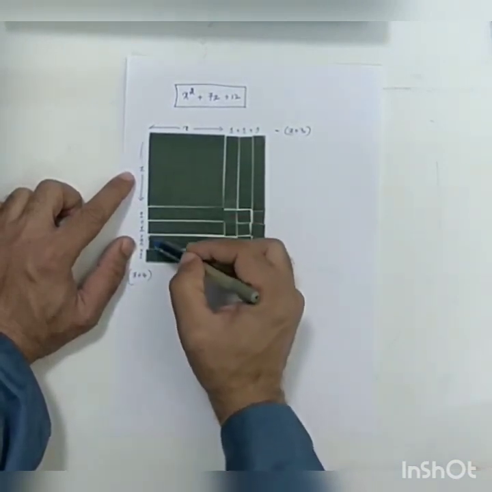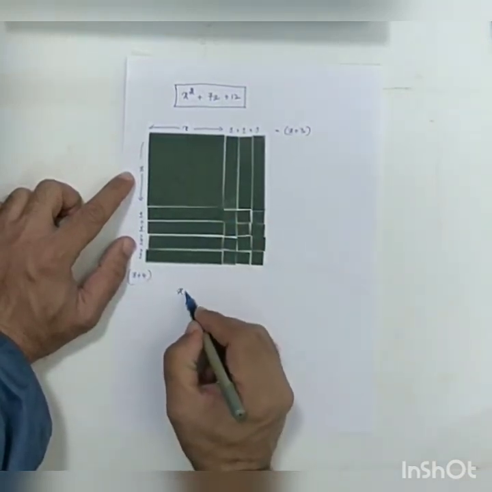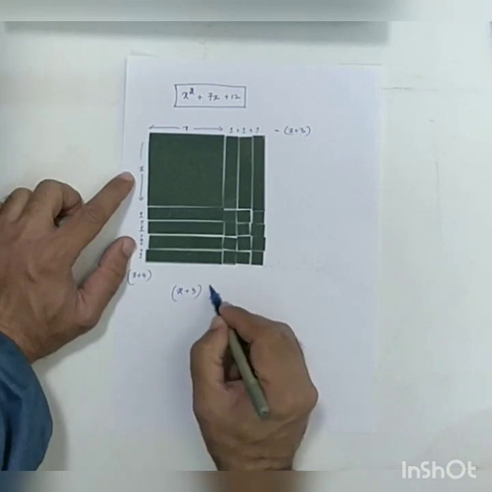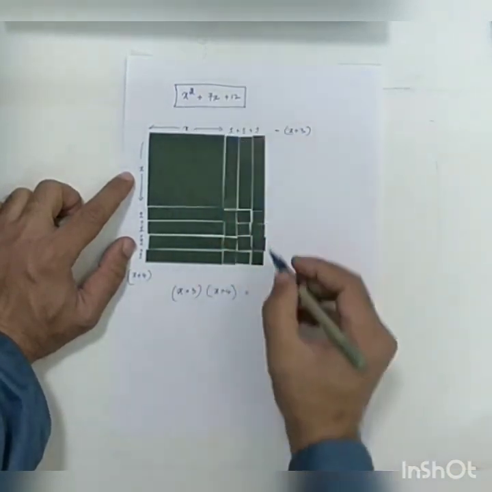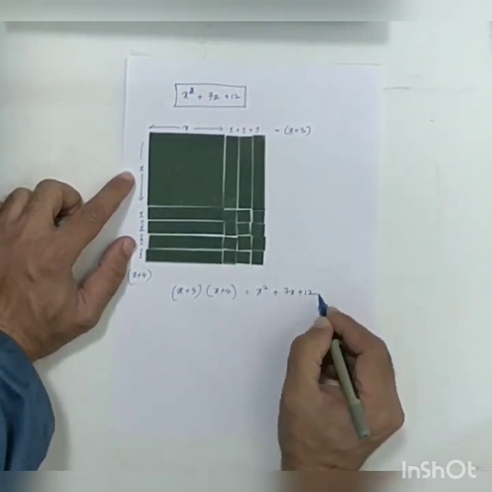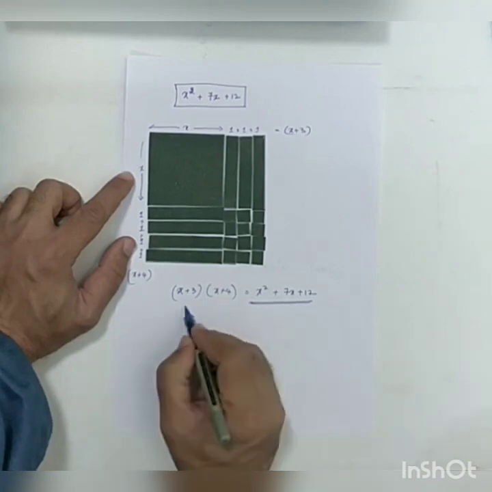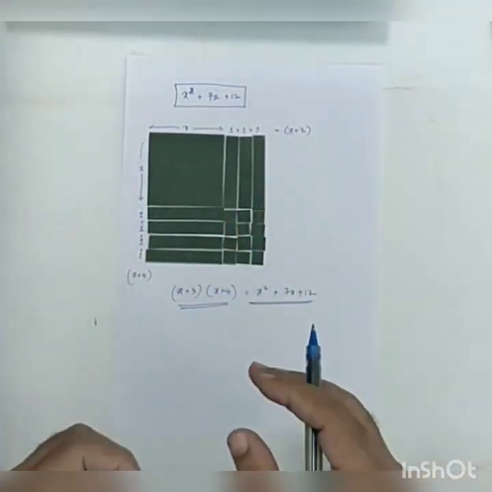x plus 4, x plus 3. So x plus 3 into x plus 4. If you multiply it, you will get x square plus 7x plus 12. So this is the quadratic equation, and these are the roots of the quadratic equation, demonstrated geometrically.